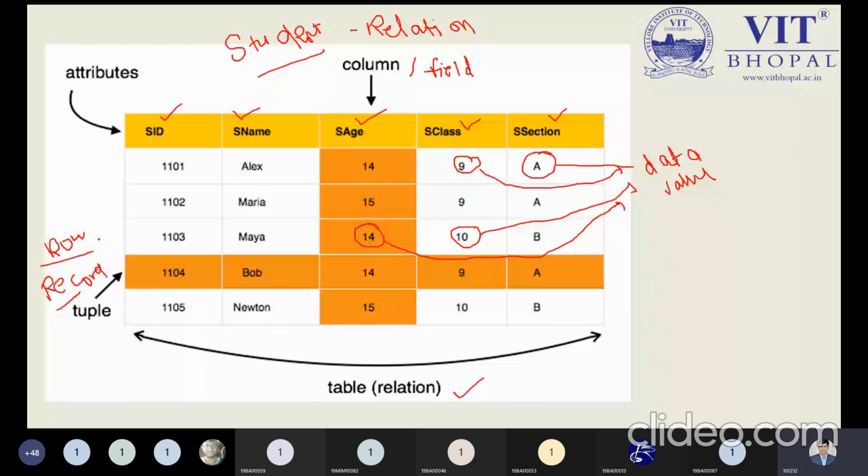Now is it clear to you? Yes, sir, it is clear. Okay, so that's why I'm putting the row, record, and tuple over here. These have the same meaning. The attributes and column name also have the same meaning.